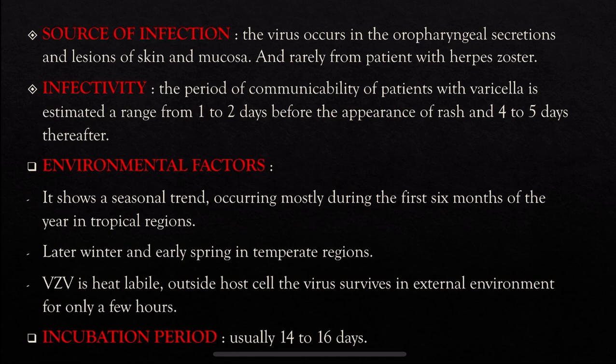Varicella zoster virus is heat labile. Outside the host cell, the virus survives in the external environment for only a few hours. So it cannot withstand the heat. Once the virus is disseminated into the external environment, it stays alive only for a few hours. Later, it dies.